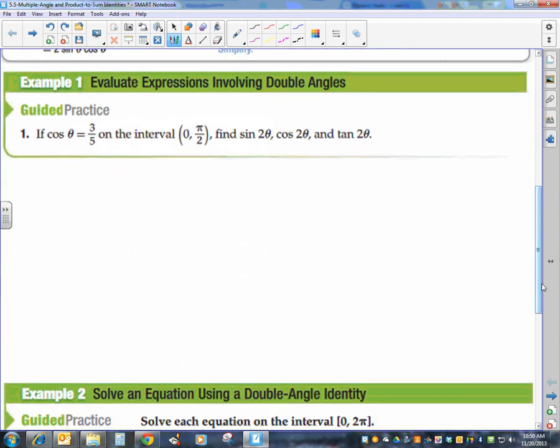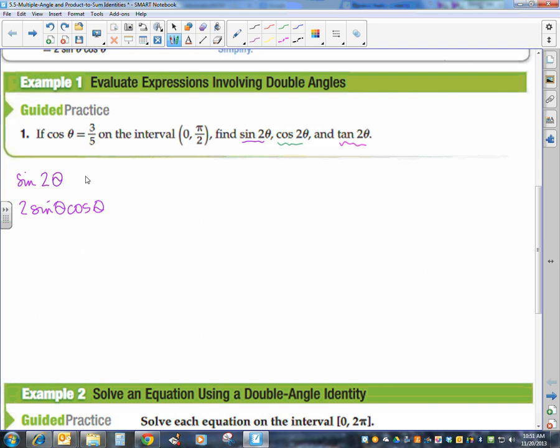Cosine of theta equals 3/5 on the interval from 0 to 2 pi. Find the sine of 2 theta. So we're going to find the sine of 2 theta, the cosine of 2 theta, and the tangent of 2 theta. So first off, we'll find the sine of 2 theta. Let me work down because then I'll do each example. The sine of 2 theta is equal to 2 times the sine of theta cosine of theta.